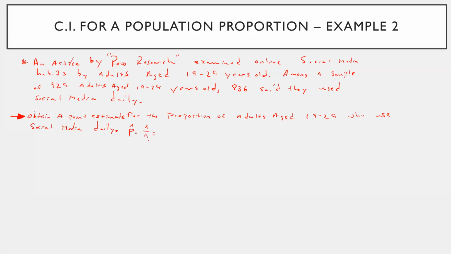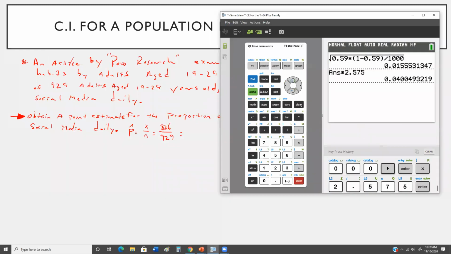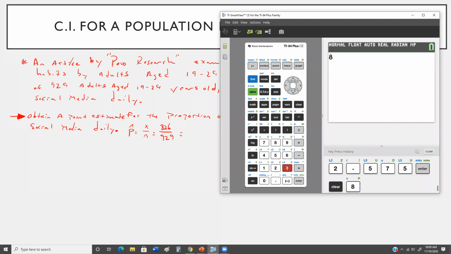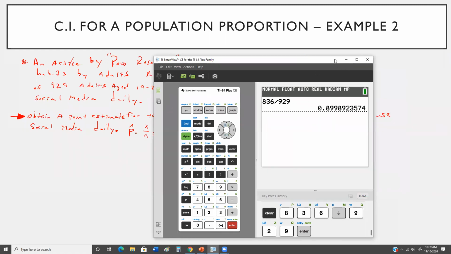So how many adults age 19 to 29 use social media daily? 836. Okay, and how many people were in the sample? 929. Okay, so let's grab our trusty calculator real quick. This is just 836 divided by 929. Do you get 0.89989? Yes. Yeah, so I'm just going to round this to 0.90, okay, because it's so close.